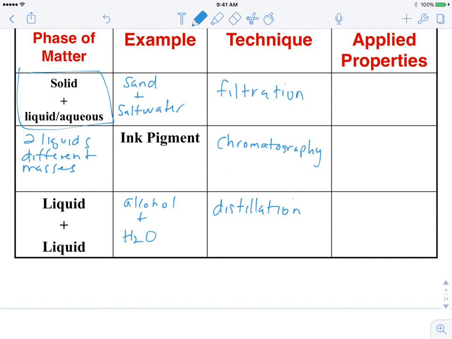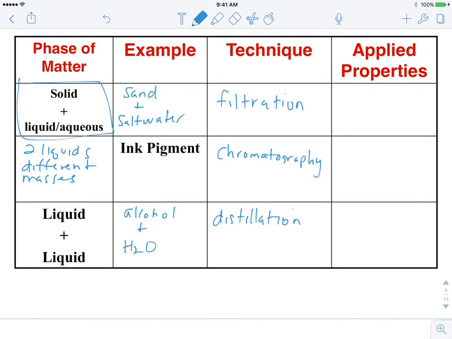So what are the properties that they're applying in each of these? Well, when we look at something like filtration, the property that we're applying is the fact that there are different phases of matter. We're also applying the idea of particle size. So sand, for example, is a much larger particle size than water or the salt dissolved in the water. And so it will get caught in the filter paper. The salt water will go through, and then you'd have to purify the salt from the water.